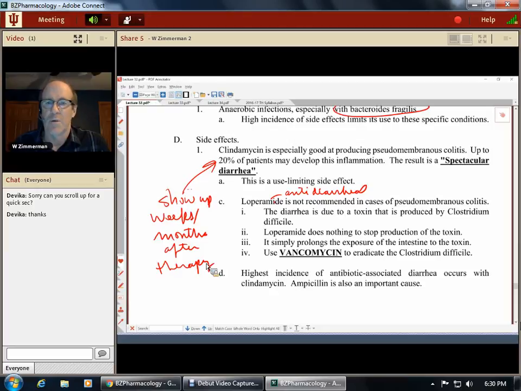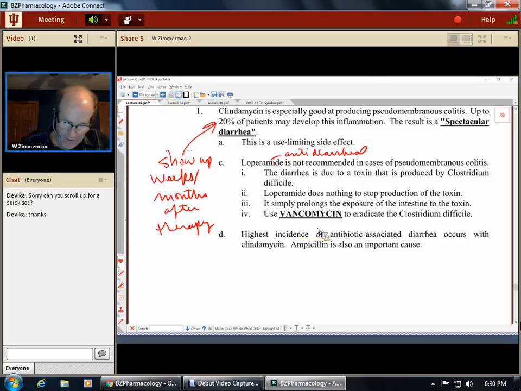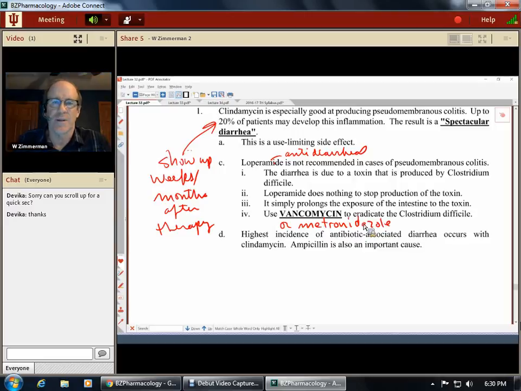So vancomycin can eradicate the Clostridium, I should say, or metronidazole. We haven't talked about metronidazole yet. The problem with metronidazole is I'm seeing a lot of resistance to it. But I know on the boards they still ask that a lot. Use metronidazole or Vanc, so you kind of got to know both.